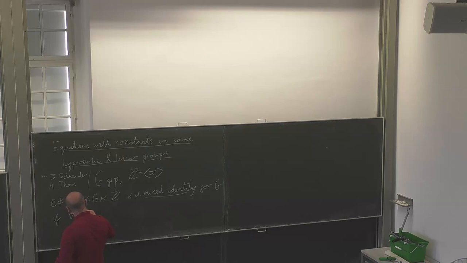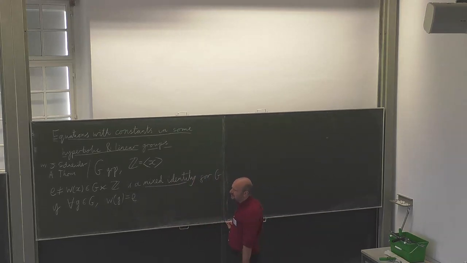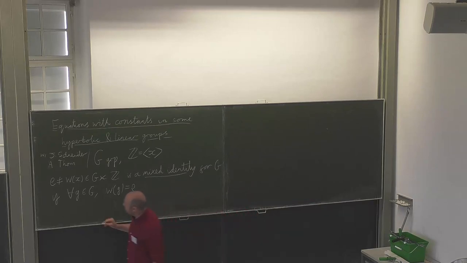if whenever I take an element g of the group G and evaluate my variable X at the element g, I get the identity in G. And when I say evaluate, I mean, in this free product there is a unique homomorphism sending the generator X of Z to this element g and acting as the identity on G. That's what I mean by evaluation. So it is something that is trivial identically under G when I view it as a function. And I'll say that the group G is mixed identity free, or MIF for short, if there exist no mixed identities for G.